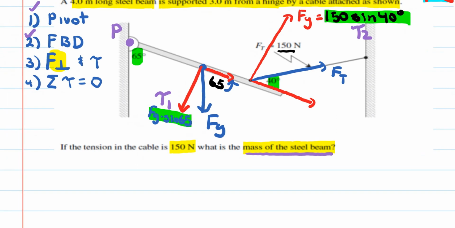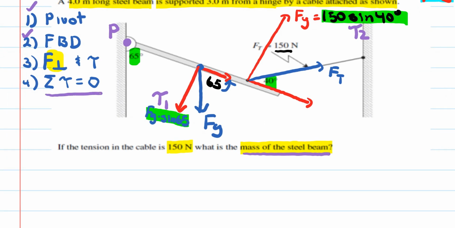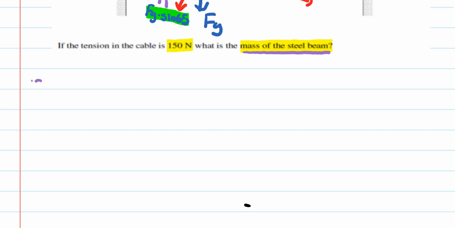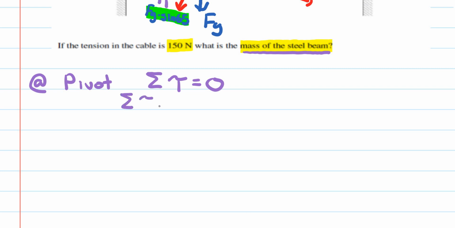Okay, now let's move on to our concept of rotational equilibrium. At the pivot, the beam is not moving because we're in rotational equilibrium, and rotational equilibrium means the sum of the torques is equal to 0. That literally means that the sum of the torques in the clockwise direction is equal to the sum of the torques in the counterclockwise direction.